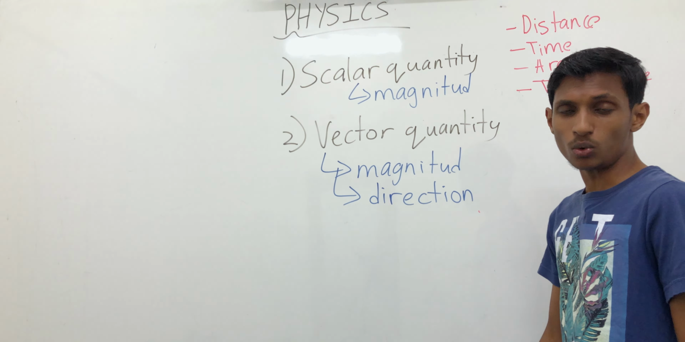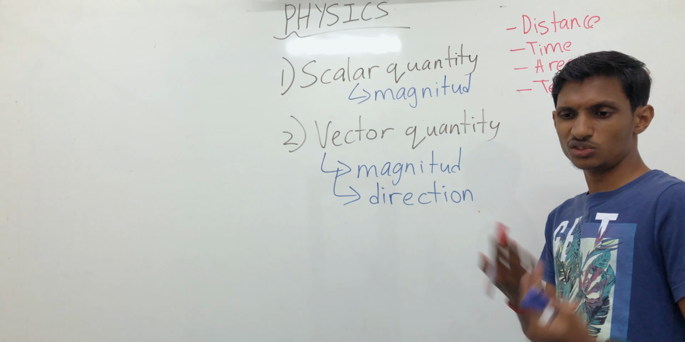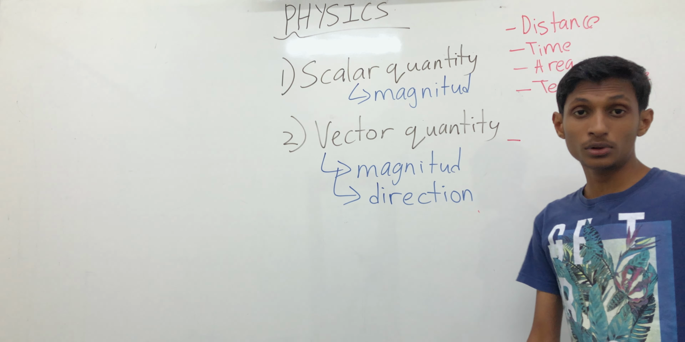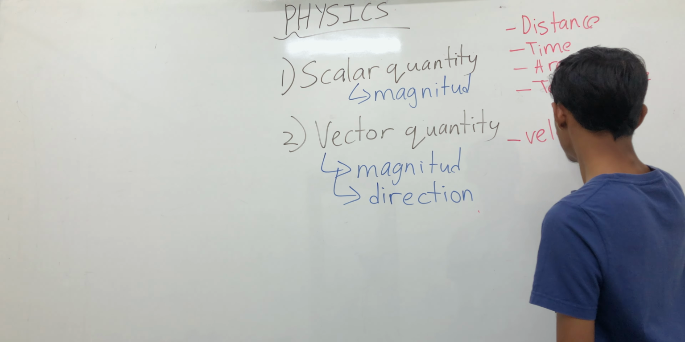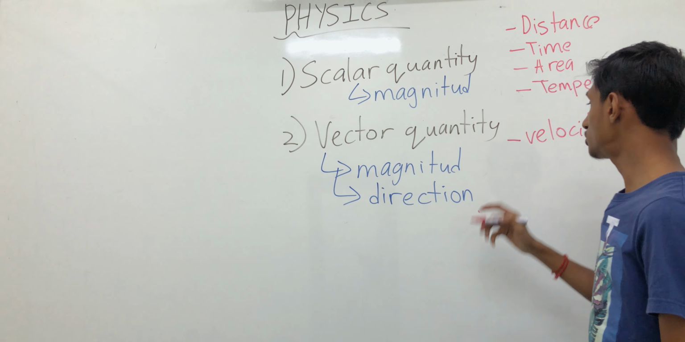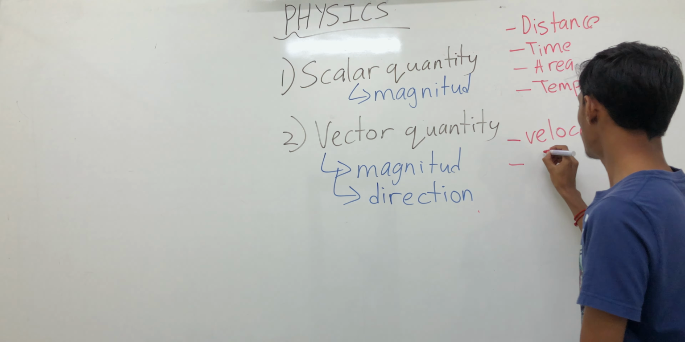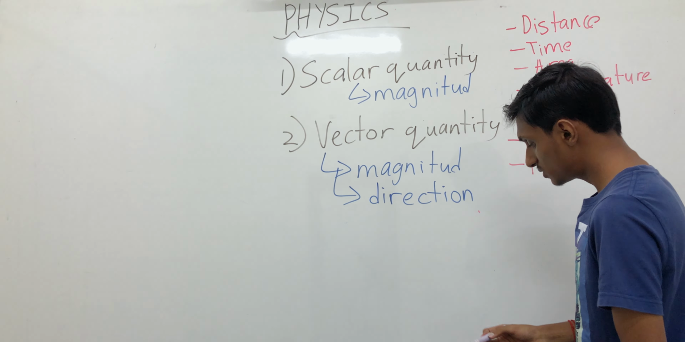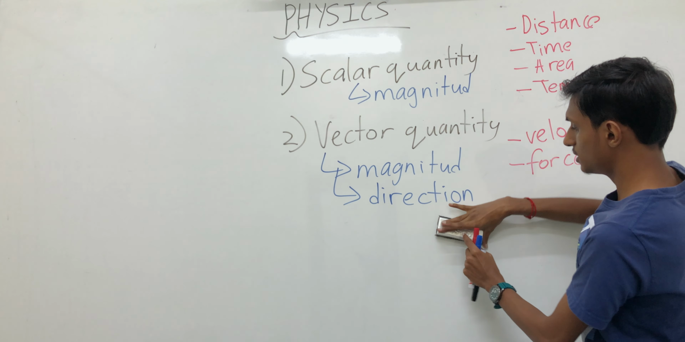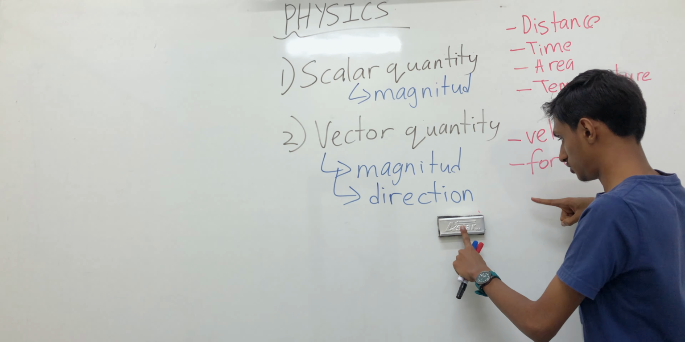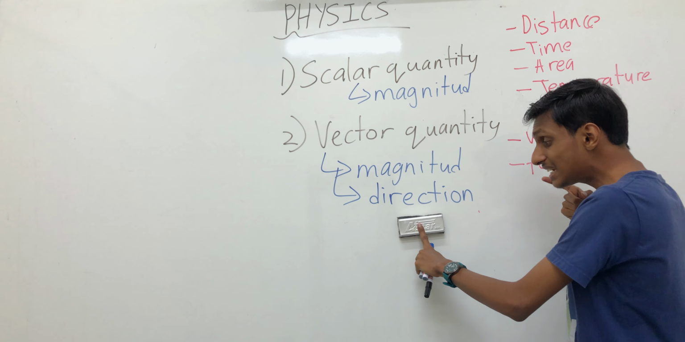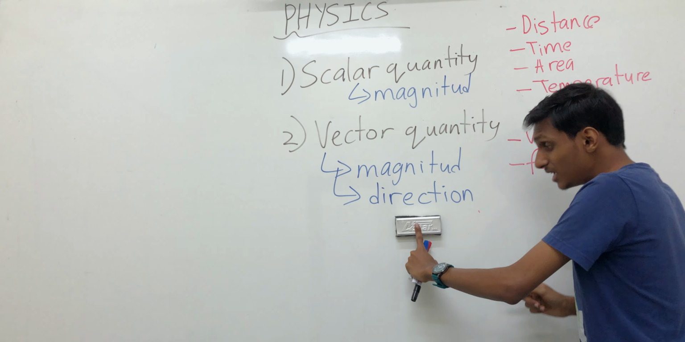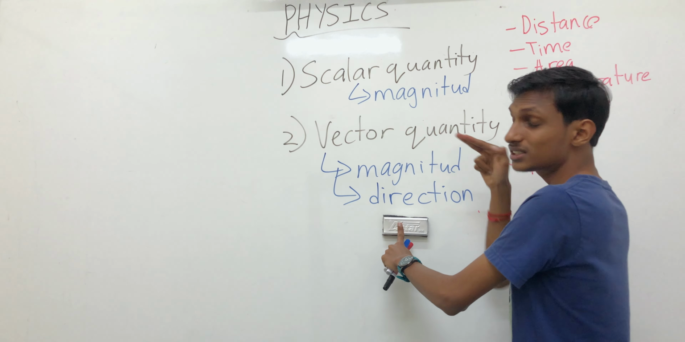Now, what about vector quantities? If it needs direction, what are the quantities we use? For example, velocity needs a direction. It acts in a direction. Now, very easy is force. Force is also easy. For example, I have this duster. Now, I'm going to apply a force. Now, I'm applying it. Does it have a direction? I'm pushing it to my left, which means the force is acting towards the left.